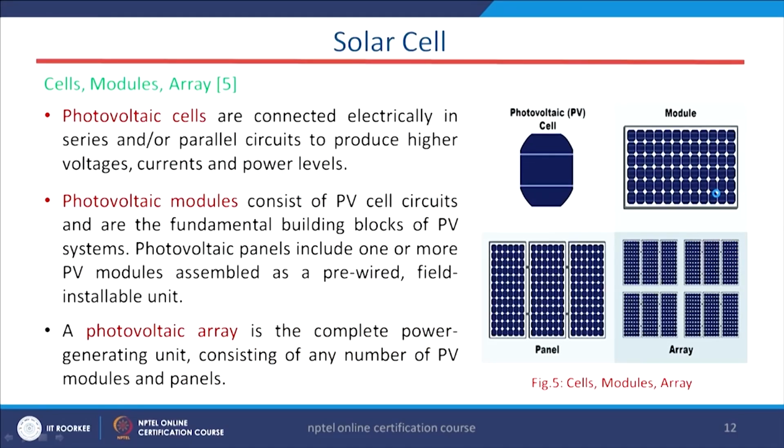So, coming to different types of photovoltaic cell, module, panel and array, how do we distinguish these four? This is one PV cell, and when a number of PV cells or solar cells are connected in series or parallel, that structure is known as a module.